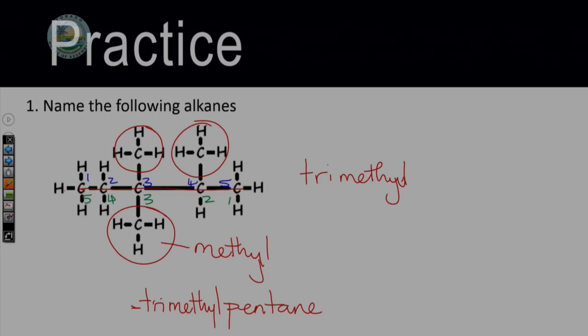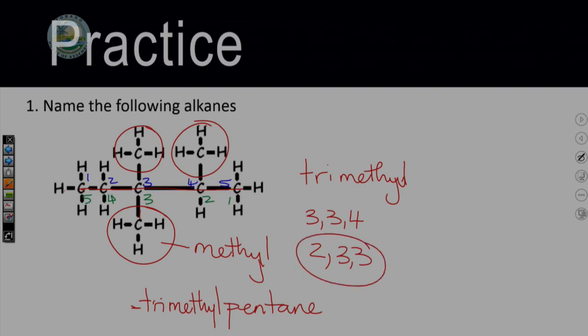So we want to have the lowest possible numbers. And the numbers that we have, we can have them as 3,3,4, counting in this way here, because two of the methyls are on the third carbon, and then we have a comma, 4. Or we can have it as 2,3,3, going the other way. We said that we seek to get the lowest possible numbers. So this is the one that we are going to use, which is the one that is in green.